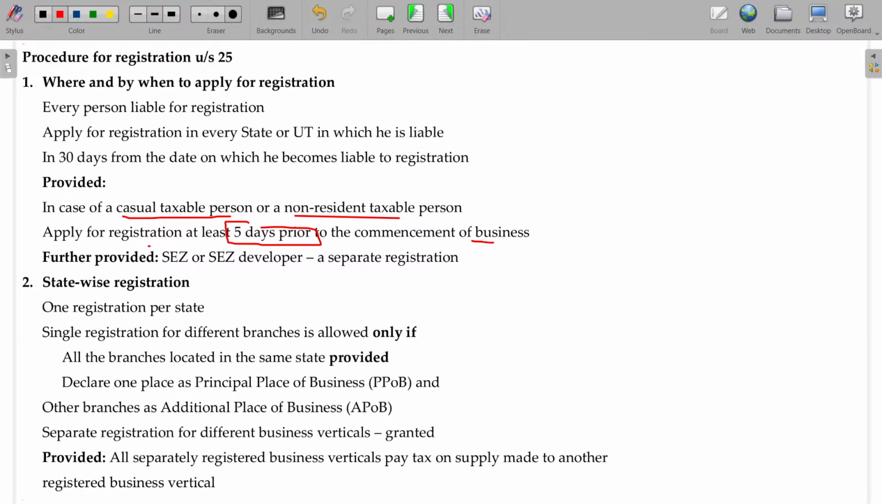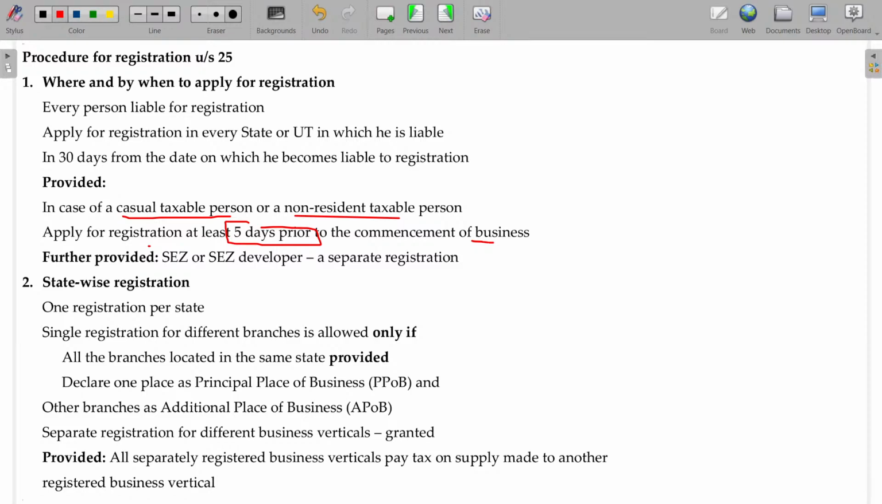In case of NRTP, usually while applying you need to submit your PAN and Aadhaar. But what happens in case of NRTP? He will not have PAN and Aadhaar. So instead of PAN and Aadhaar, we need to get the passport details or the tax identification number in his country that he has to submit. Along with that, an authorized person should be in India, whose PAN should be attached. That one difference is there between CTP and NRTP. The rest of the things are the same.